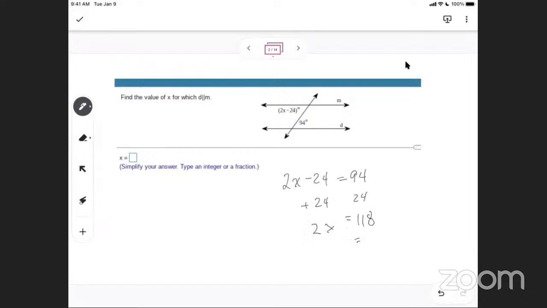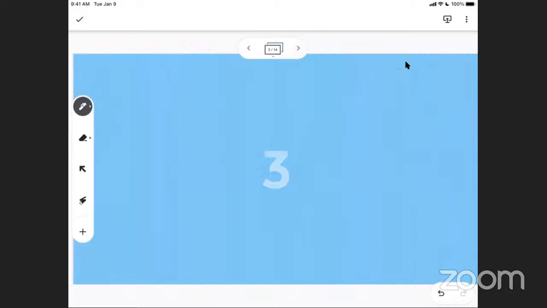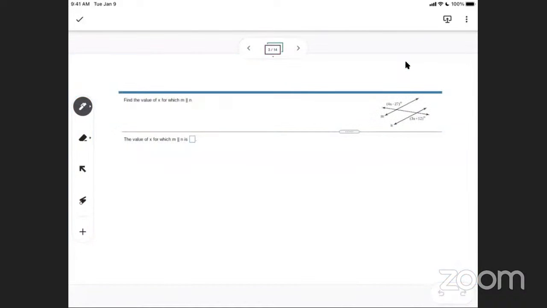2x equals 118, and then what? Then you gotta divide 118 divided by 2. What do you get? Half of 100 is 50, half of 18 is 9, so 59, right? Yep. So 59 will be your answer. Good? All right, next question.